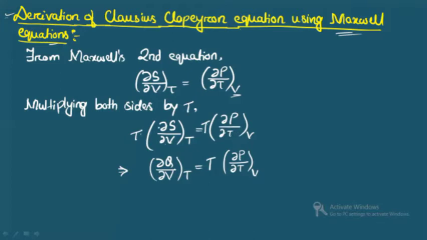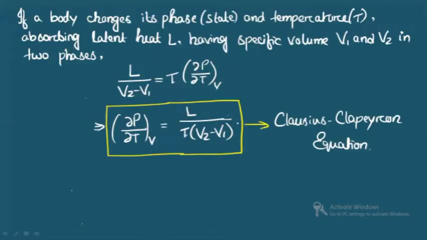Now you see this term T del S can be written as del Q using the second law of thermodynamics, right? Yes or no? T del S can be written as del Q using the second law of thermodynamics. So you can write here (del Q/del V) at constant temperature equals T (del P/del T) at constant volume.